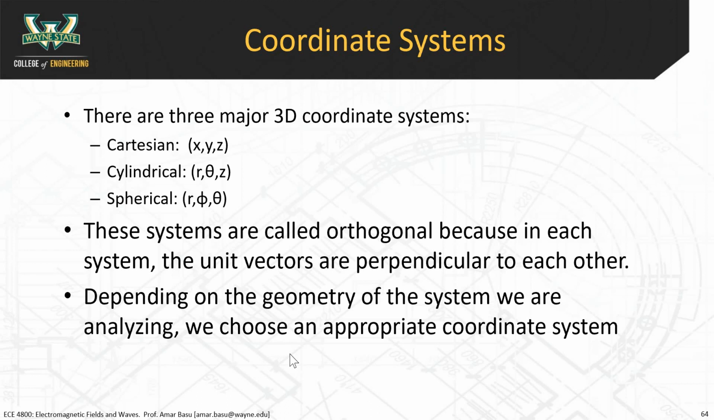All right, for the last 5 minutes, let's talk about these 3 different coordinate systems. There are 3 major coordinate systems: the Cartesian, cylindrical, and spherical. They are all used for visualizing 3-dimensional problems.